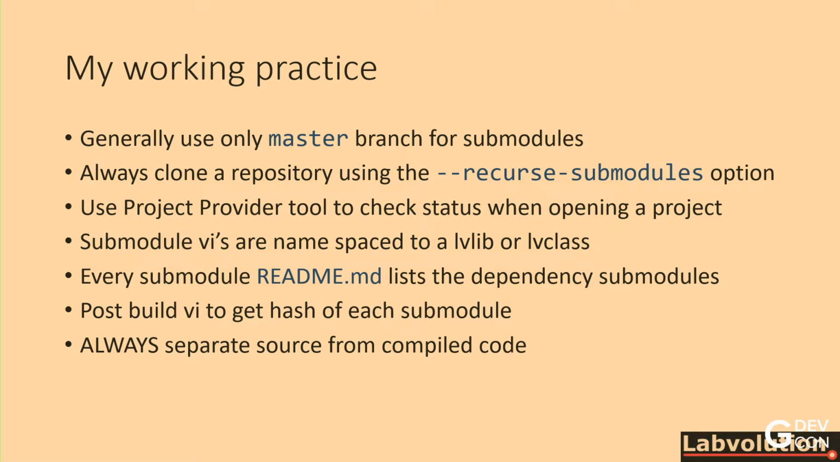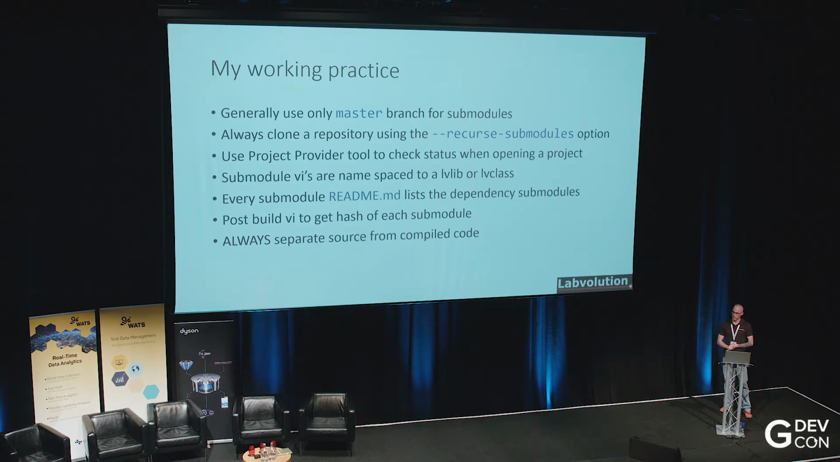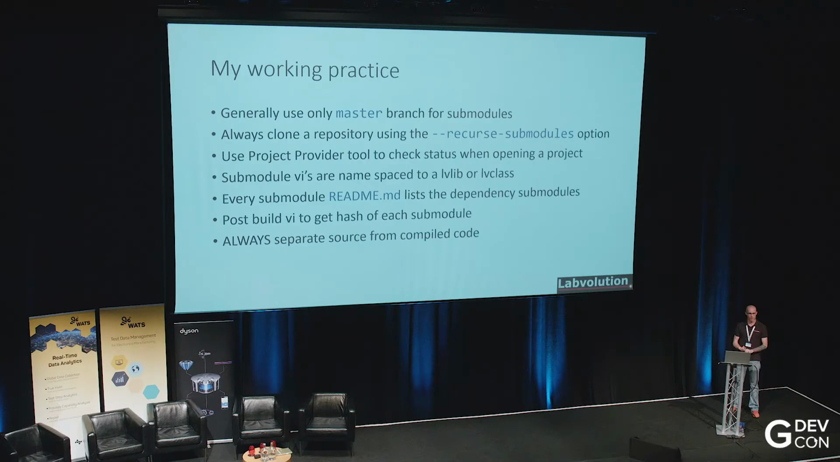All my submodule VIs are namespaced to an LV lib or an LV class. Very rarely do I use a project file in my submodule. They're generally a bag of VIs that do things rather than a project. I do have a few, but not many. Every submodule has a readme.md file. This sits at the top level of the repository of the submodule. So when I go onto Bitbucket, I can get a nice view of what dependencies my submodule has and why it's there. Helps for documentation.